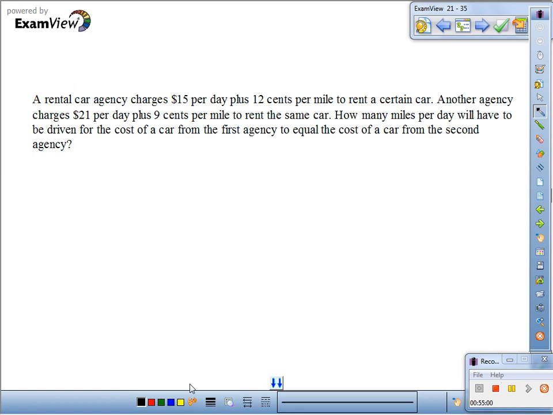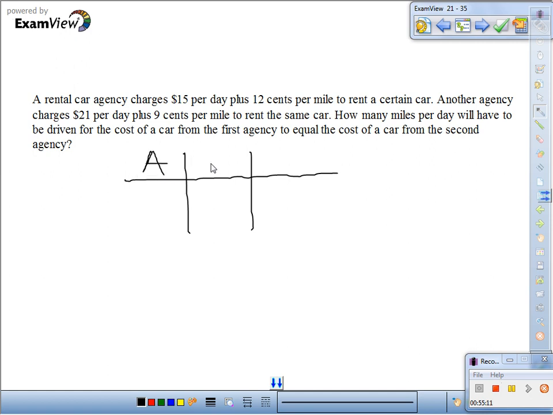For this one, you start with 2 lines down because it's 2 agencies, 1, 2, and 1 across. I'm going to label the first one agency A, the next one agency B, and here the total. So let's see. Agency A, I'm going to do that in red, charges 15 per day. So how much from the very beginning? Plus 15. And 12 cents per mile. Since we don't know how many miles, how can I write 12x? But since it's not dollars, it's cents, it's 0.12x.